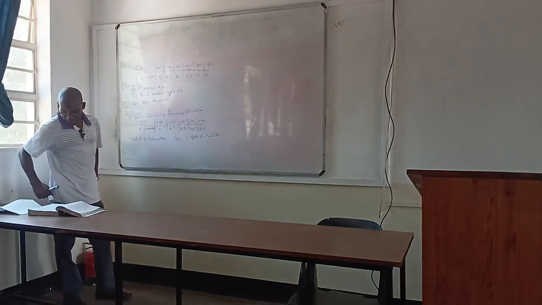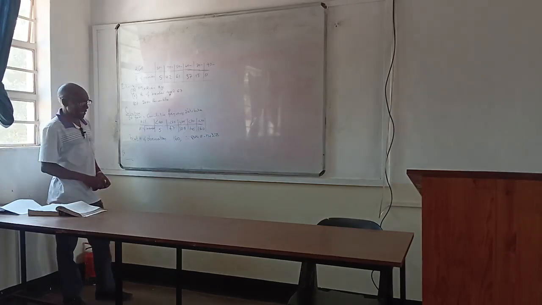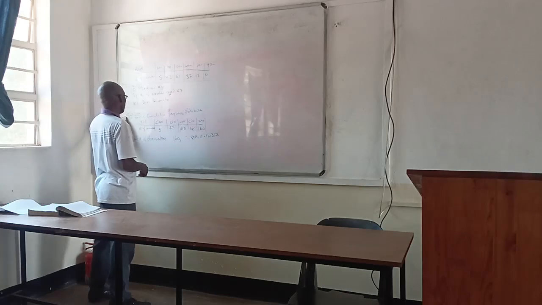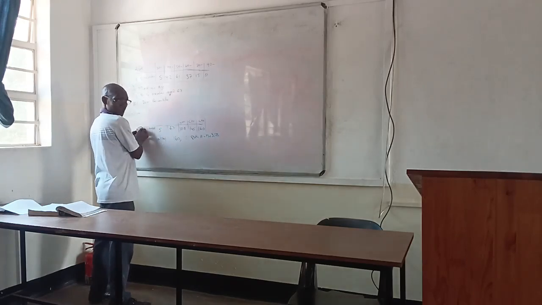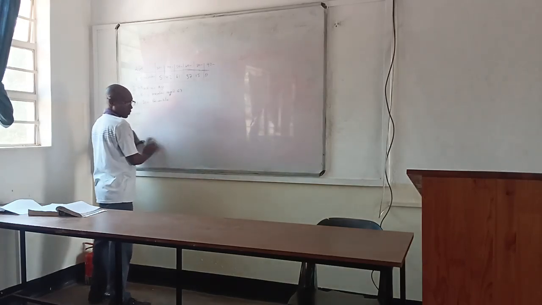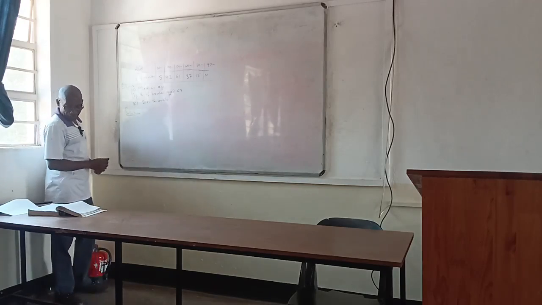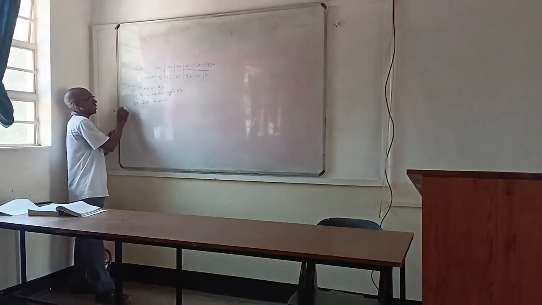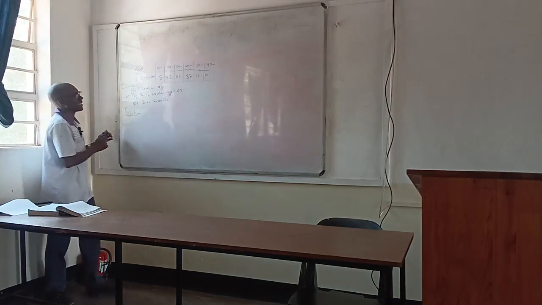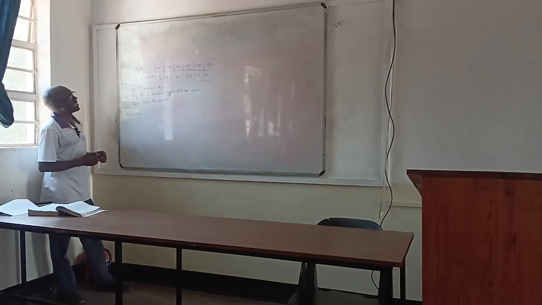Let's look at this one. Let's go to B. What is B? Let's estimate the number of members aged 67 or over. Now, estimate the number of members aged 67 or over. Aged 67.